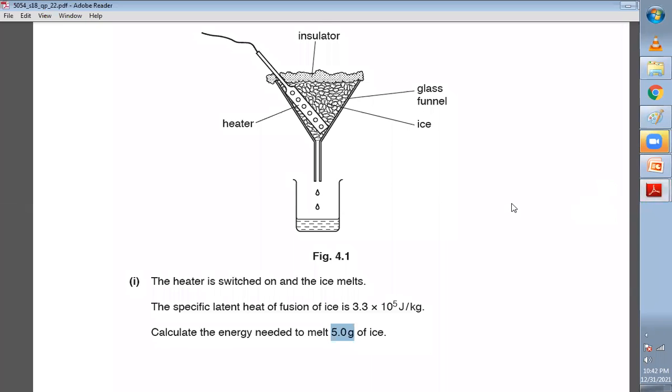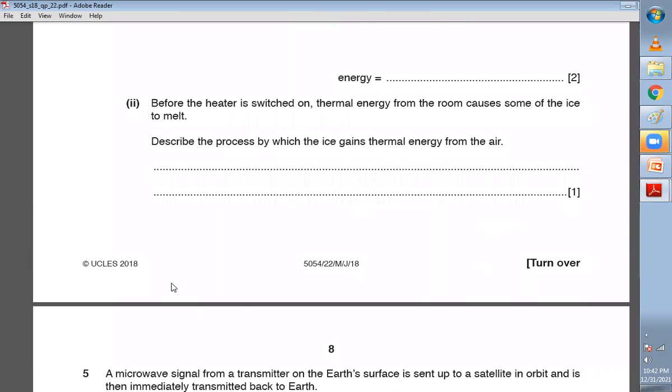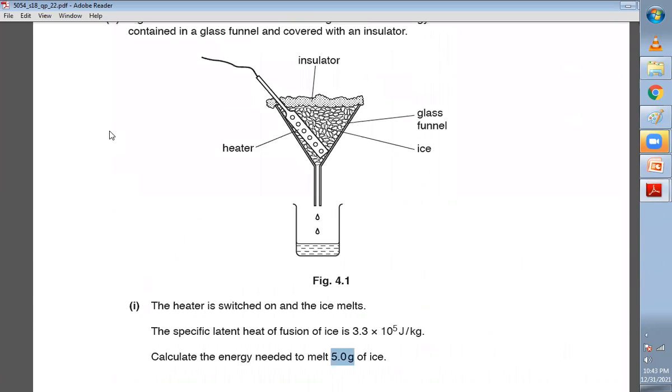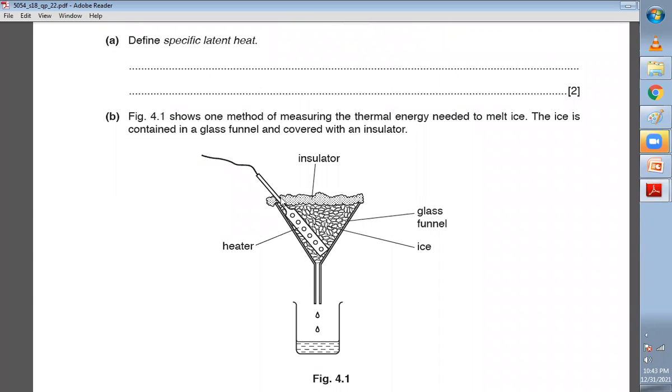Okay, so let's move to the next part. Before the heater is switched on, thermal energy from the room causes some of the ice to melt. Describe the process by which the ice gains thermal energy from the air. You see, before you have switched on the heater, you have put ice in this funnel. You have put an insulator on the top. Here you have the glass funnel.